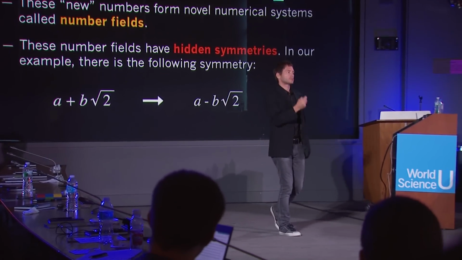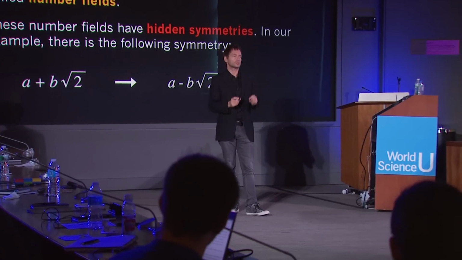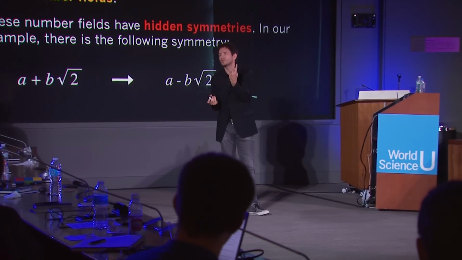And it has 2 solutions. One is the square root of 2, and the other one is negative square root of 2. So there are 2 solutions, which is as it should be, because the equation has degree 2. So there have to be 2 solutions: square root of 2, negative square root of 2. And there is a symmetry which exchanges them. And that's what we see when we consider these numerical systems.